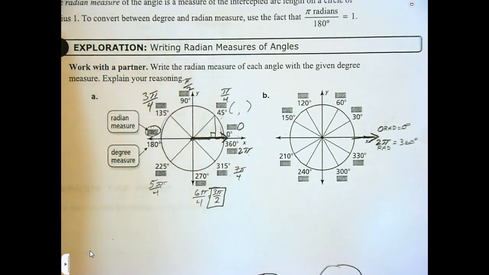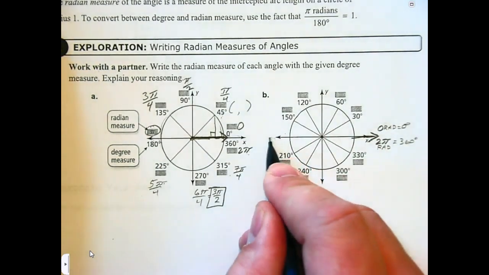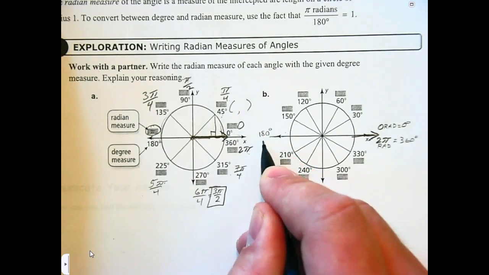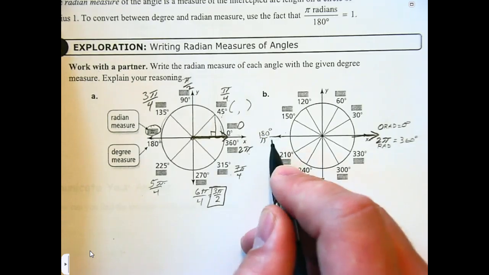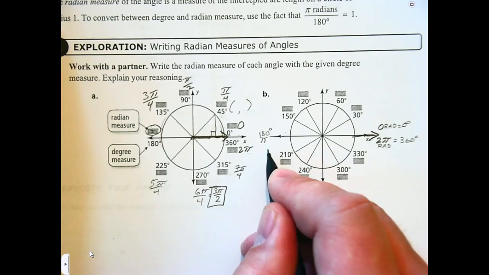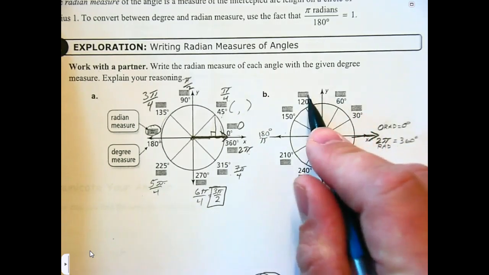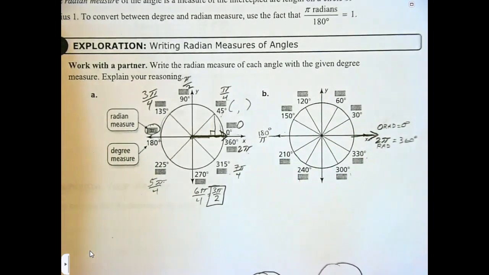Using that information and knowing that 180 degrees is how many radians? 1 pi. That ratio right there is one that you'll use for conversions, by the way. Okay? Knowing all of that, I want you to fill in what these are. Okay? Work together.